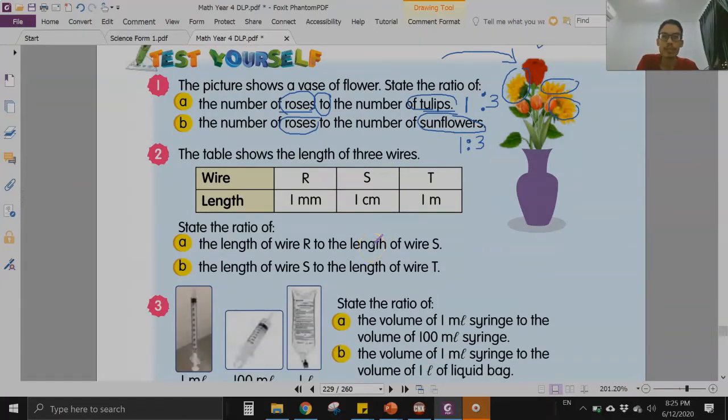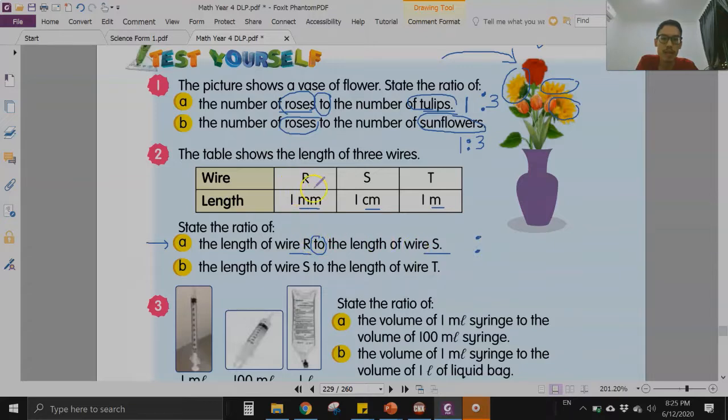Number 2. The table shows the length of three wires, R, S, and T. You can see that they are in different units. We have mm, we have cm, and then we have meters. So A, we have to state the ratio of R to S. Can you see the word to here? So the word to is a colon in the middle.